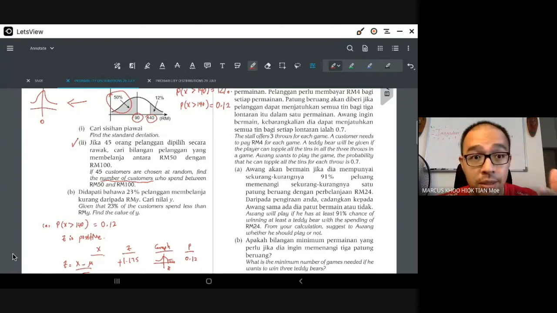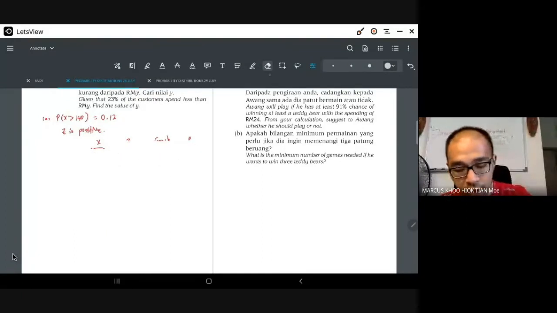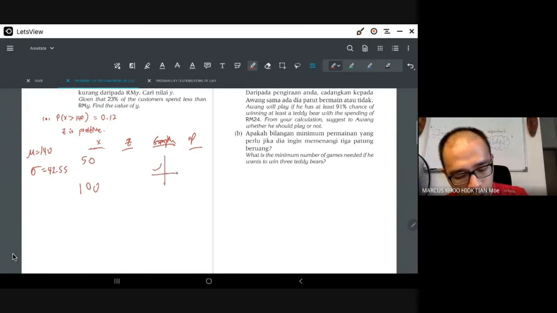But now we have two values of X. So let's get down to it. The first value of X is 50. The second value of X is 100. And if you have done this enough, you kind of know where this is going. X is 50 and X is 100. If the mean is 140 and the standard deviation is 42.55, give me the two values of Z. I'm pretty sure that the graph is going to be one here, here. Which one is it? Oh, okay, fine. So negative 0.94, the other one.